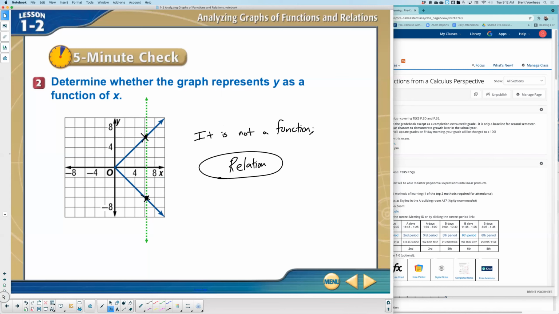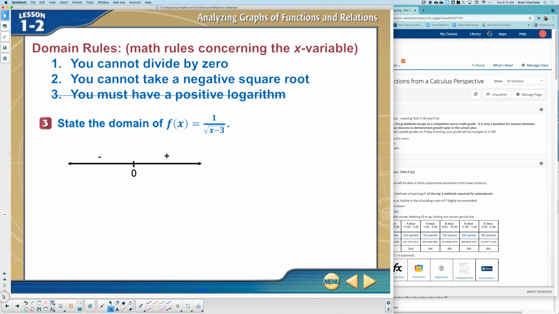All right, and finally, number three, a little review of domain and range from an algebra viewpoint. So here are our rules, and here's number three. I know it's really small right there, but here are the rules that I gave you last time for domain. You assume that it's going to be all reals. I didn't write that in here, but we start with the assumption that the graph's going to be all reals. And then the only things that are going to change that are these two rules: you cannot divide by zero, and you cannot take a negative square root.